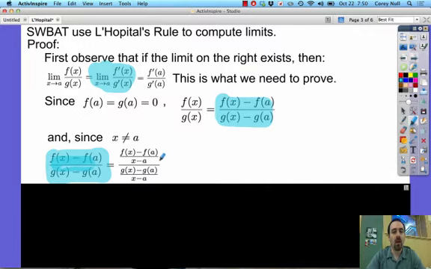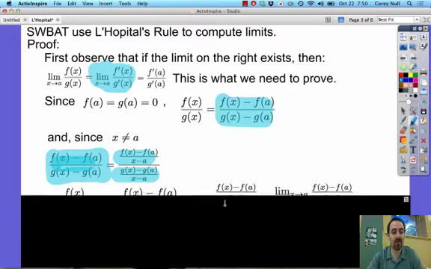Okay. And what I can do is divide the numerator by x minus a, and divide the denominator by x minus a, and that's legal because x cannot equal a, because x is approaching a but never equaling a. Okay, so it's just one of those things that, when we introduce it, seems kind of silly.